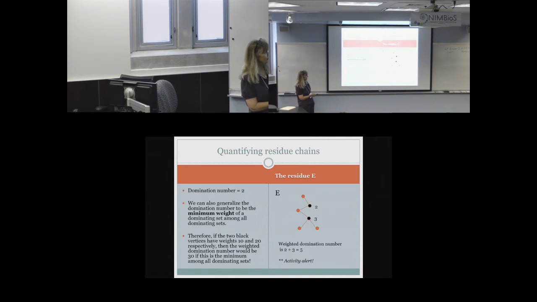Okay, so the domination number is 2 because you can dominate this graph with 2 vertices. The 2 black ones, we can say all the remaining vertices are adjacent to at least one of the black ones. And you can't do it with fewer than 2. So 2 is the minimum number that you need to dominate the graph. But now if you find all minimum cardinality dominating sets and then add the weights and take the minimum weight, that could be your weighted domination number.